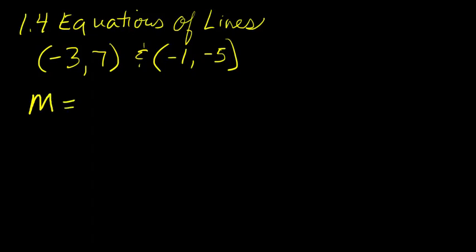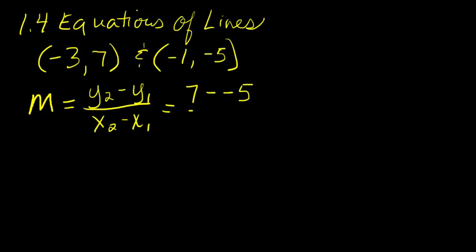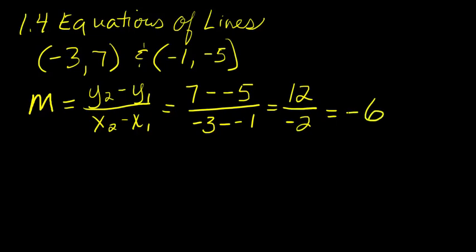So we're going to use our slope formula, which says slope equals y sub 2 minus y sub 1 over x sub 2 minus x sub 1. We can begin in either point, so if I start over there with the negative 3, 7, we would say 7 subtract a negative 5 over negative 3 subtract a negative 1. This gives us 12 over negative 2, or we come up with a slope of negative 6.